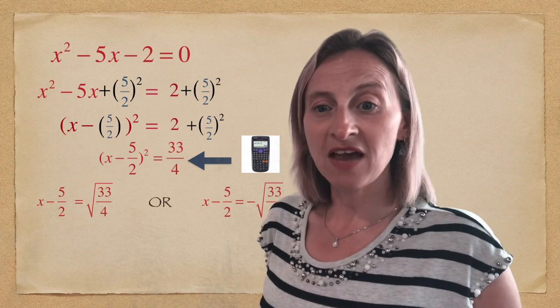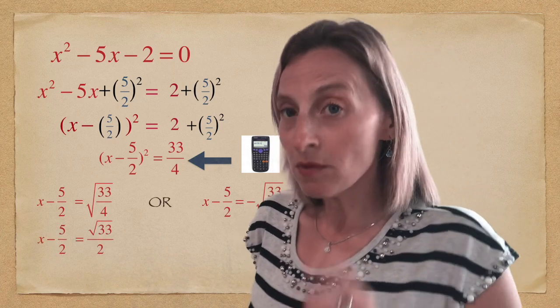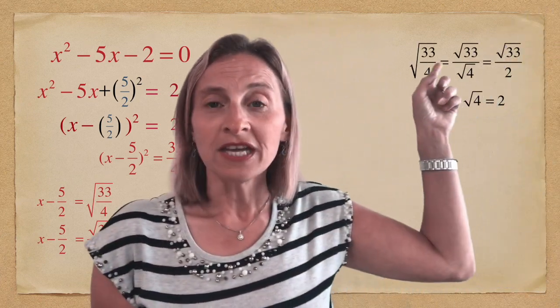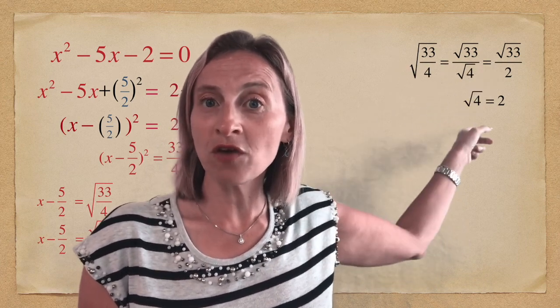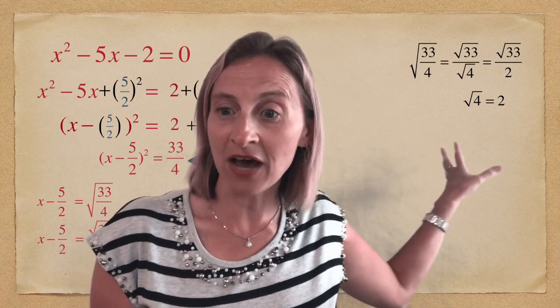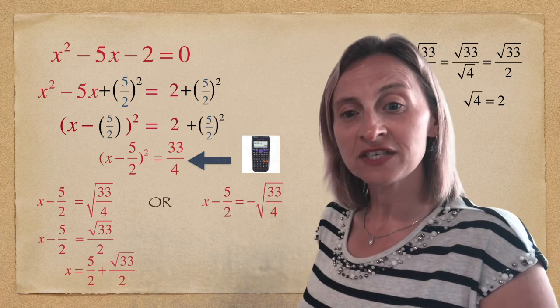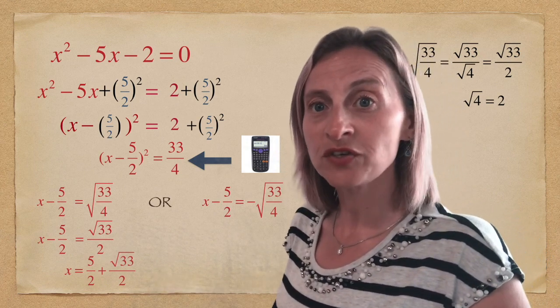And then I'm going to have x minus 5 over 2 equals the square root of 33 over 2. Remember where the 2 comes from? Because root 33 over 4 is the same as root 33 over root 4, which equals root 33 over 2, because the square root of 4 equals 2. Don't forget how to work that out. So we come back over here, and then I take the minus 5 over 2 to the other side, so I'm left with x equals 5 over 2 plus the square root of 33 over 2.